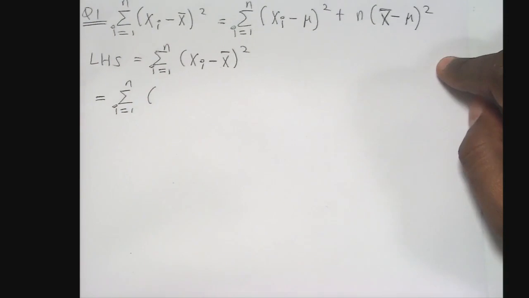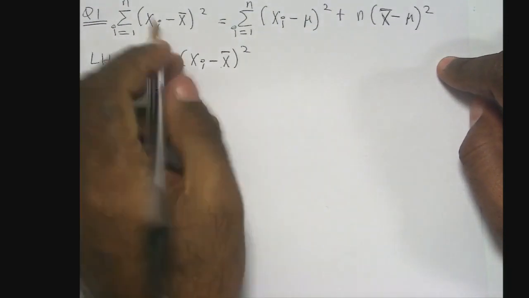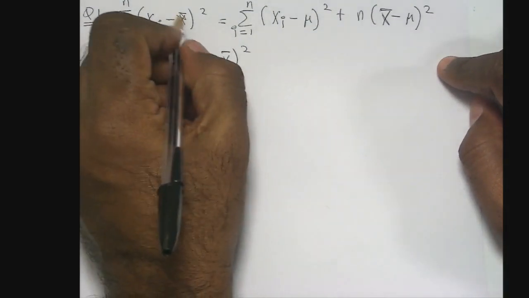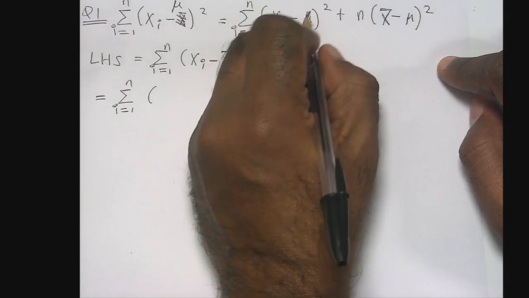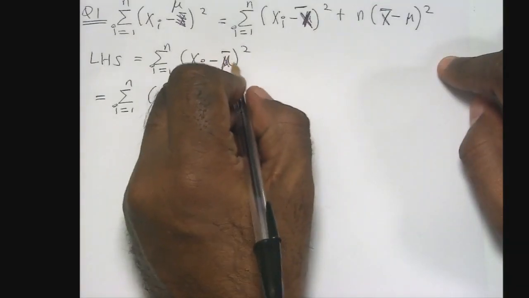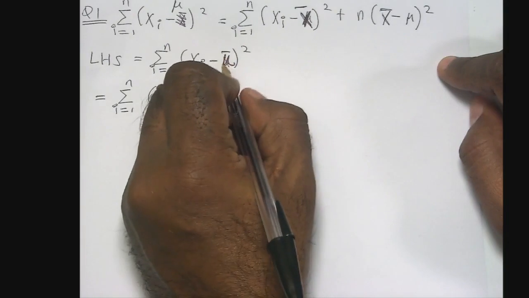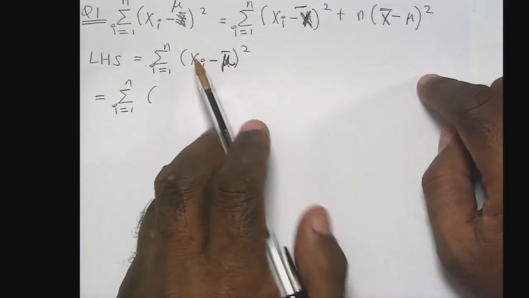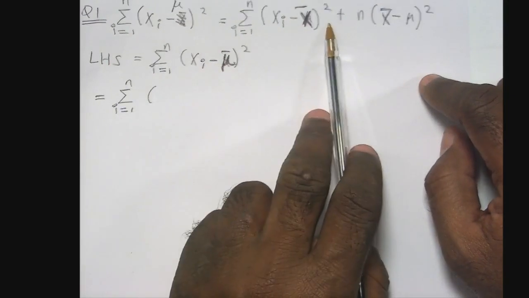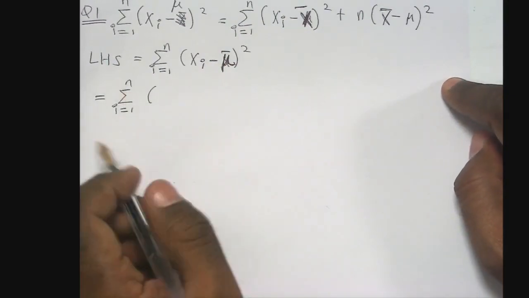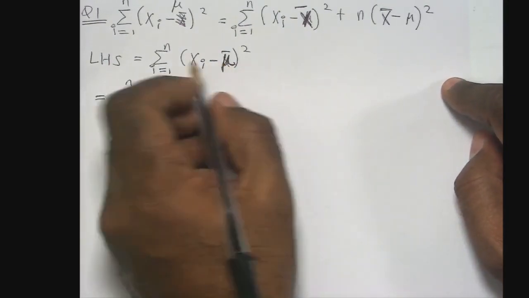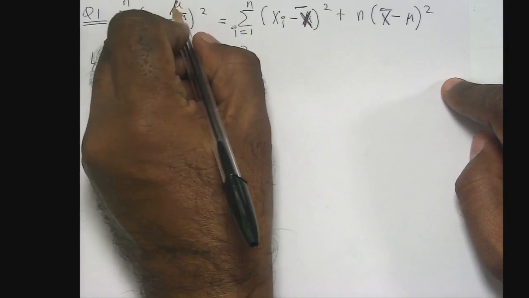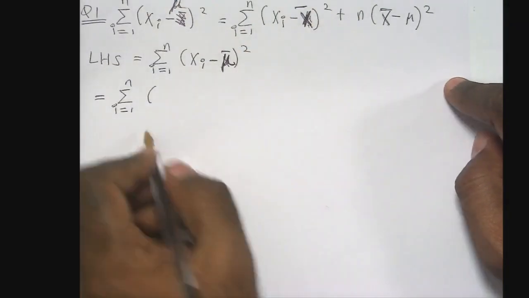Oh, did I make a mistake? Sorry guys. I wrote the question wrong. You should have told me, guys. The question was like this, right? Yeah. All right. The question was this. This should be mu, guys. And this should be x bar here.